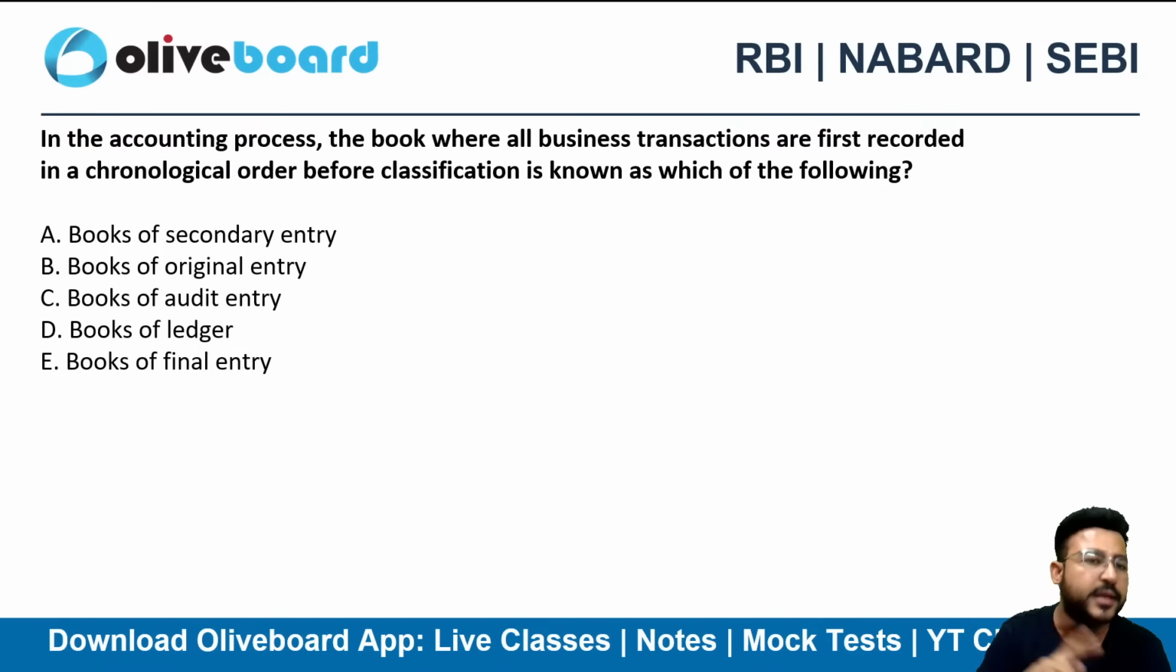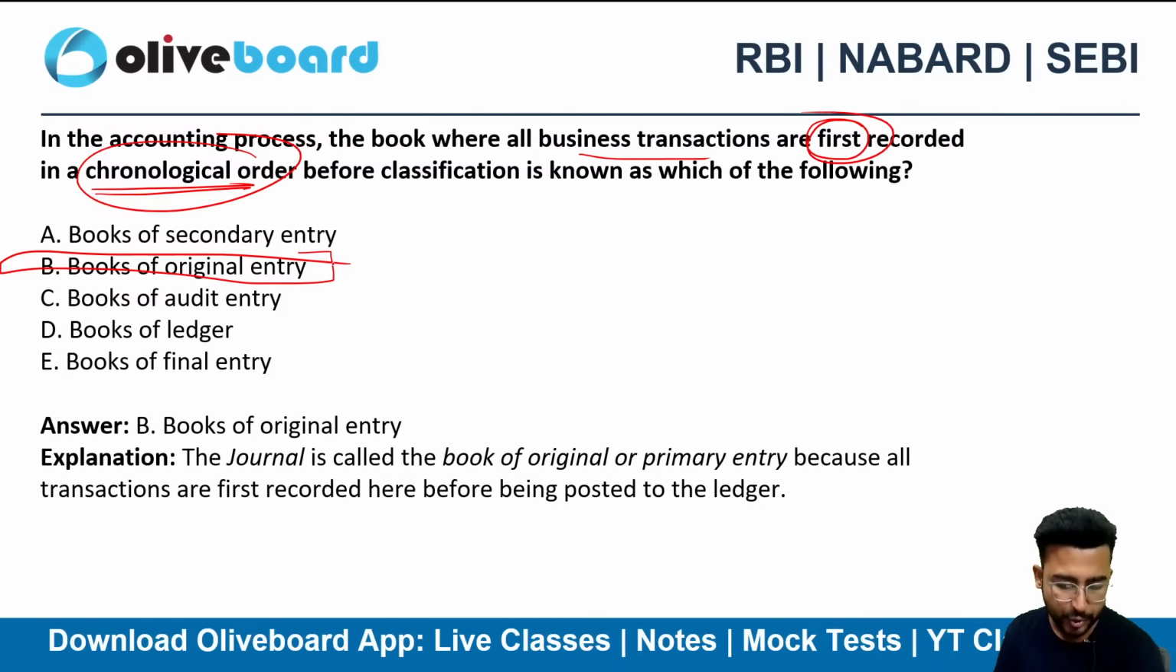Guys, option D is not correct. The correct choice is books of original entry, which we call the journal. All the business transactions are recorded for the first time in chronological order. That is called the journal, and the journal is also called books of original entry or books of primary entry.